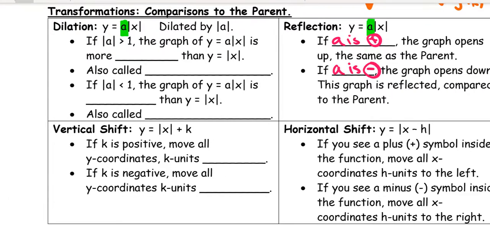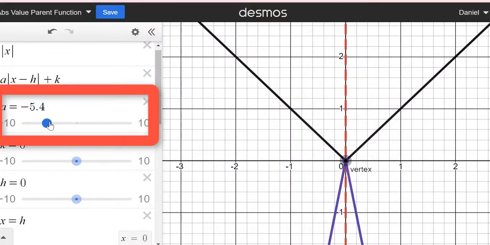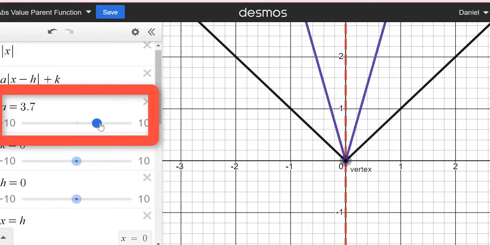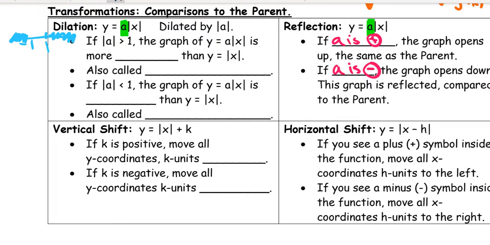Now, when we look at the dilation, we're looking at narrower or wider. When the absolute value of A is greater than 1, think about the number line: I want numbers over on this side that are bigger than 1, or over on this side that are smaller than -1. When I look at that in my graph, notice the A value is -4.5, so that's really narrow. If I look at the A value over here, like 3.2, 3.7, 4.5, it just gets more and more narrow.